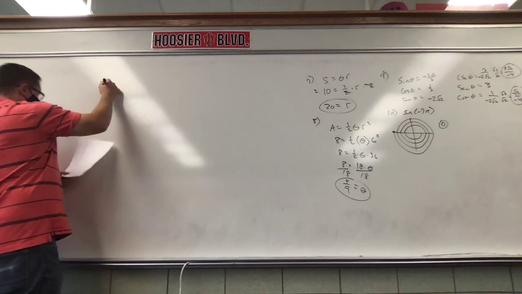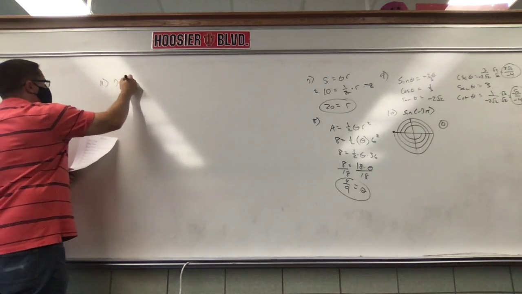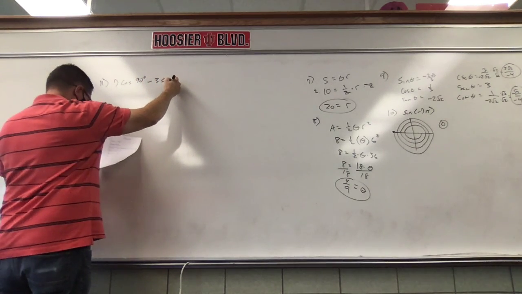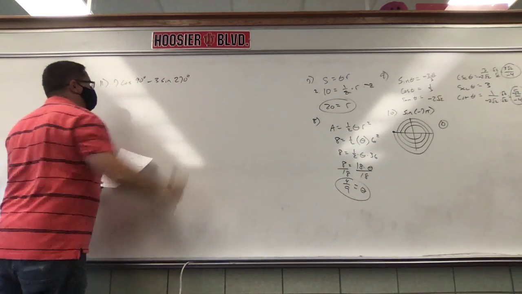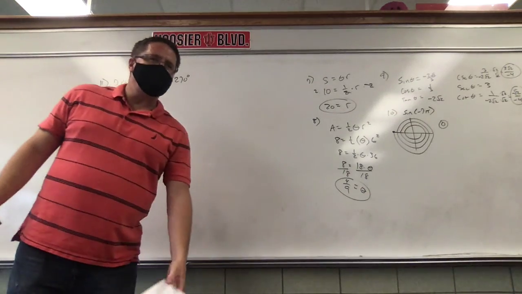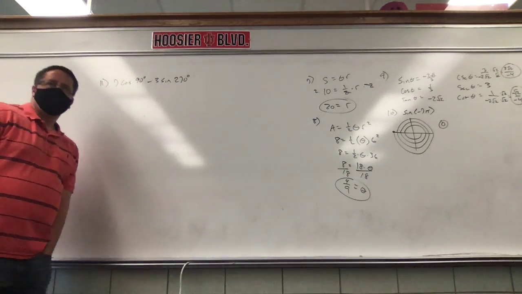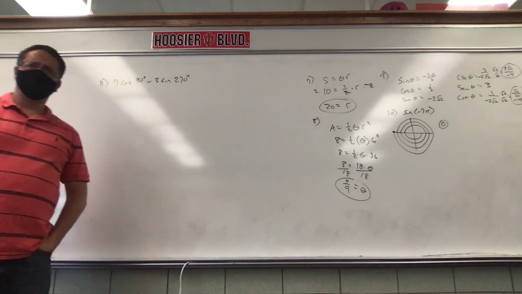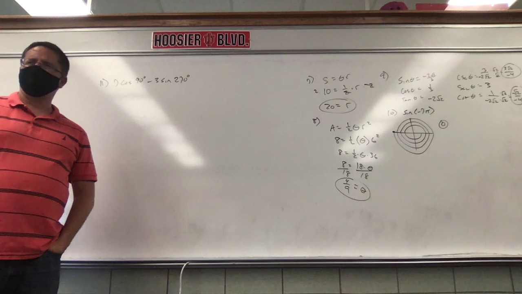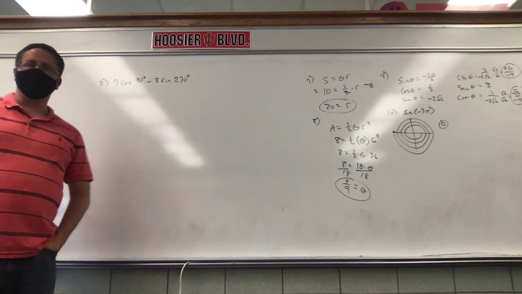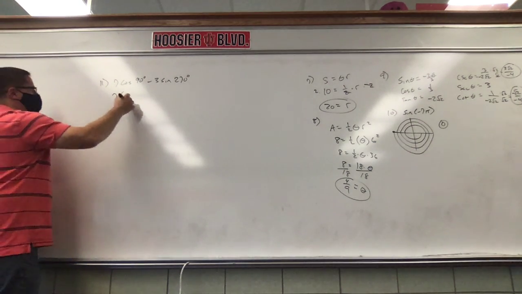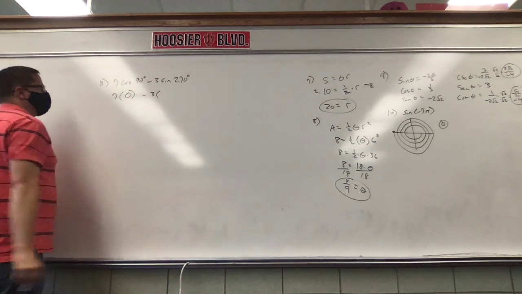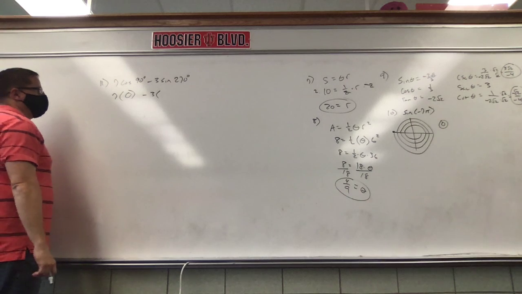Number 11. Find 7 cosine 90 minus 3 sine 270. You need a calculator on this one or not? Shouldn't. How are we going to find the cosine of 90? Yeah, you look at your circle. So 7 times, what is the cosine of 90? Minus 3 times sine of 270, what's that?